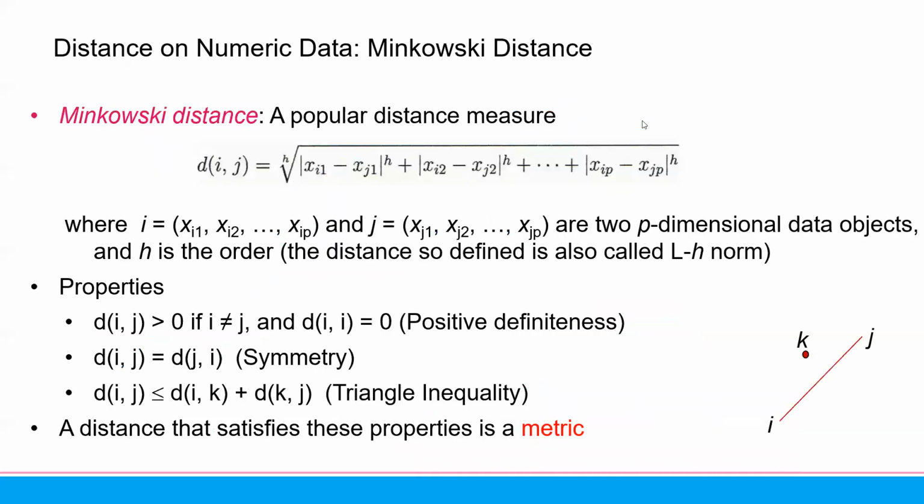There is one measure we call the Minkowski distance. The Minkowski distance is a popular distance measure, and this is the formula. We have xi1 minus xj1 to the power of h, plus xi2 minus xj2 to the power of h, and so on until the p dimension.